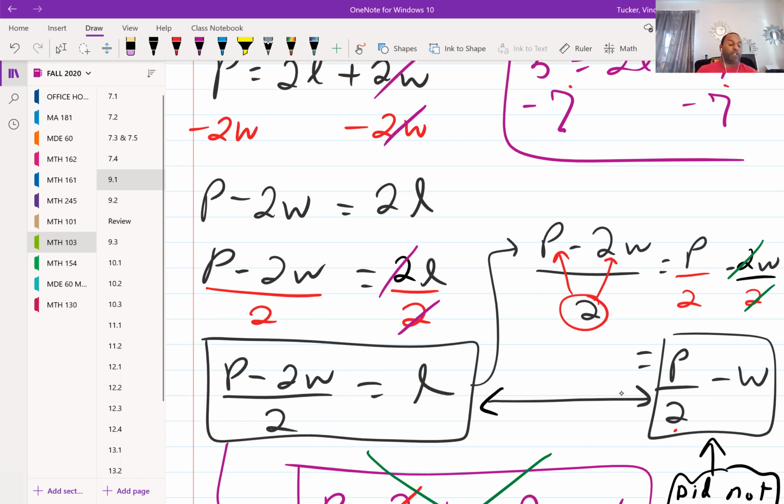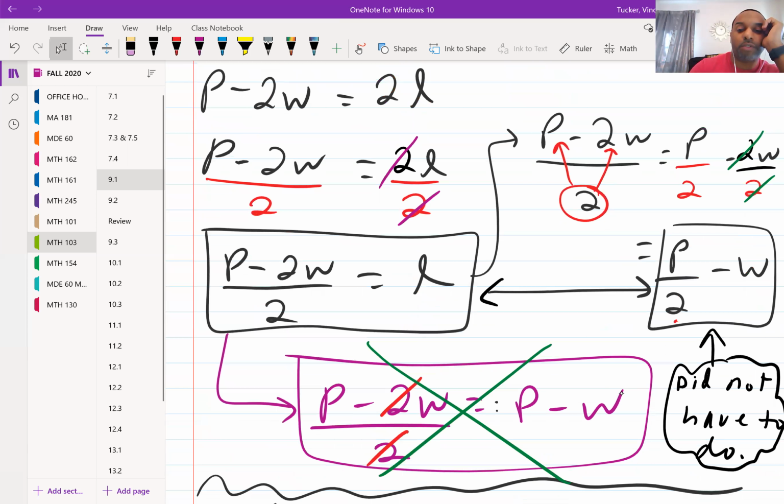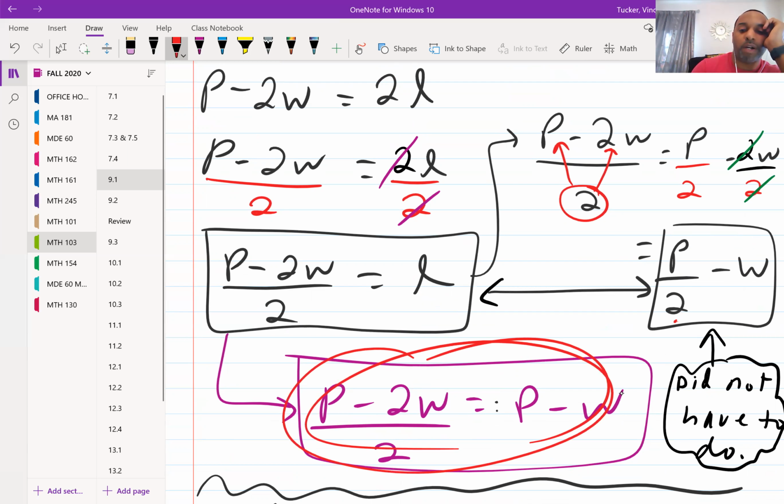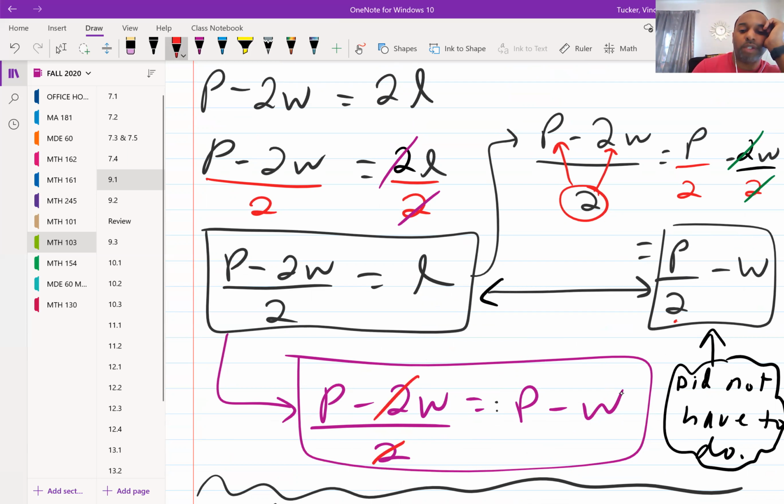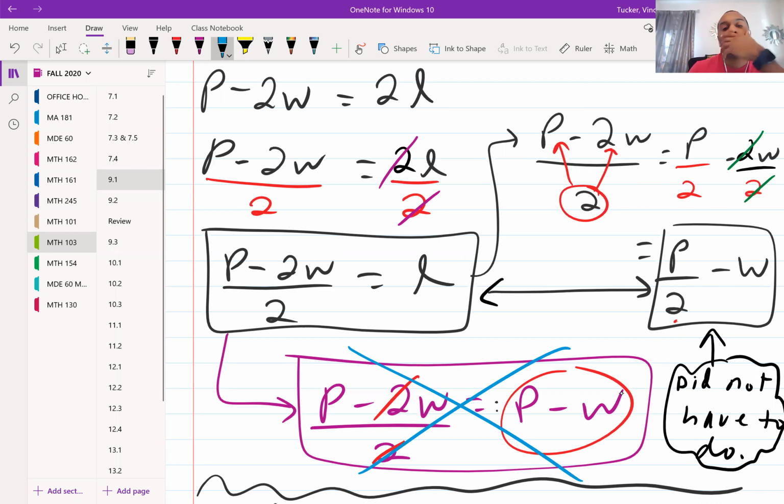So now when looking at this final answer, there is a way to reduce it. There's a right way and a wrong way to reduce it. A lot of people tend to go with the wrong way because they see those 2's, and the first thing people want to do is cancel out those 2's. They cancel out the 2's and then write the answer as P minus W. Well, that is the incorrect way of doing that.